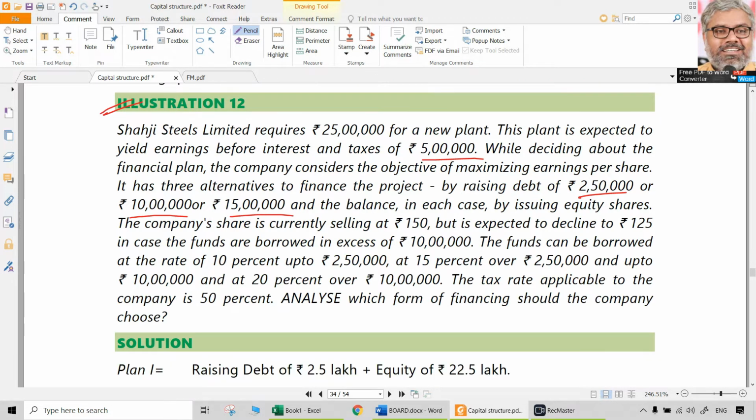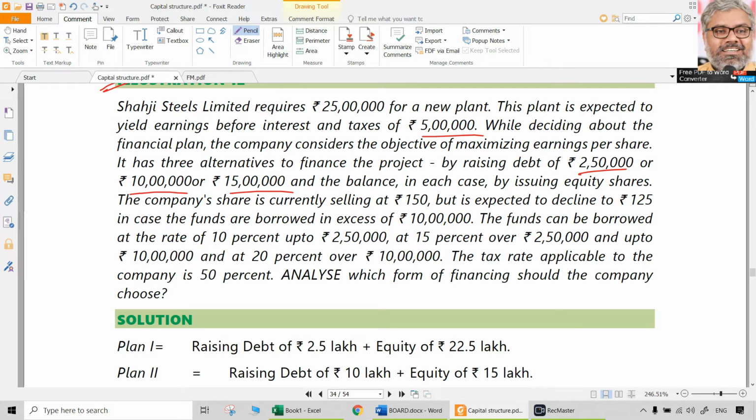Now, the company's share currently selling at 150 rupees, but it is expected to decline to 125 rupees in case the funds are borrowed in excess of 10 lakhs. Borrowed means if the debt crosses 10 lakhs, in excess of 10 lakhs, not 10 lakhs, then the price of the share is going to fall to 125 rupees. The funds can be borrowed at the rate of 10% up to 2,50,000 and at the rate of 15% over 2,50,000 and up to 10 lakhs and at 20% over 10 lakhs. So the interest rate is also not same. Depending upon the debt that we raise, the interest also changes.